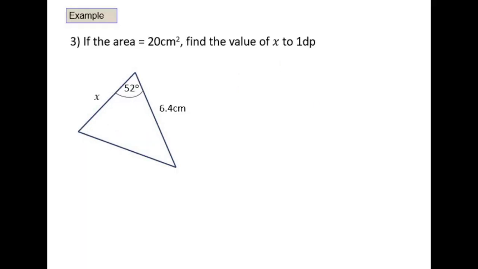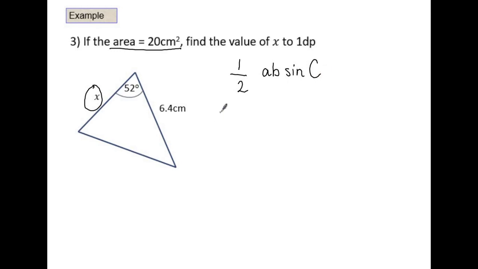So example 3, it says if the area equals 20 centimetres squared, find the value of x to 1 decimal place. You can see x is a length in this case because you've already been given your answer of the area as 20. You've got your two lengths surrounding the angle, so we can use that formula of half AB sine C, put all the values in that you know, and then we can rearrange.